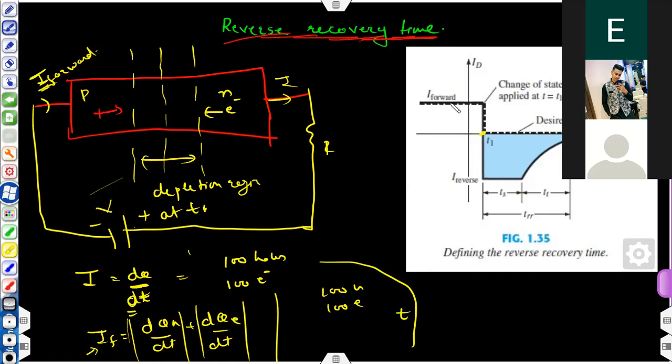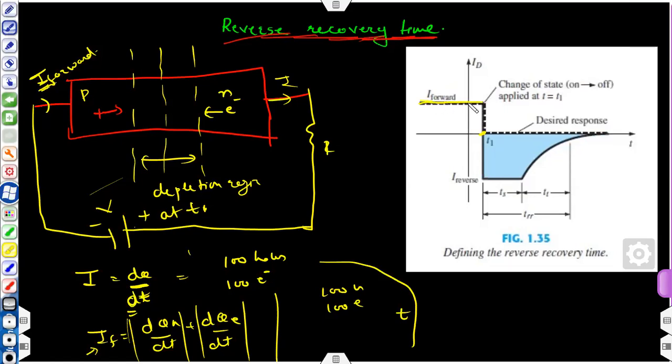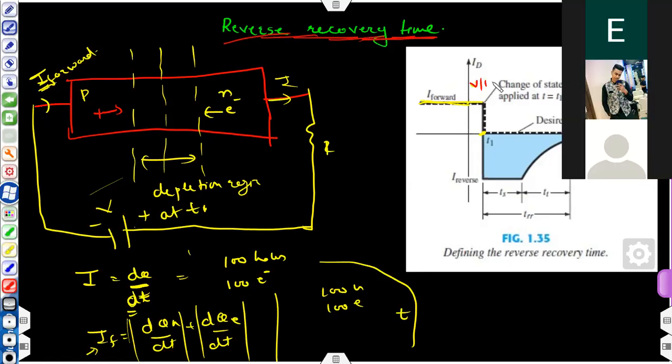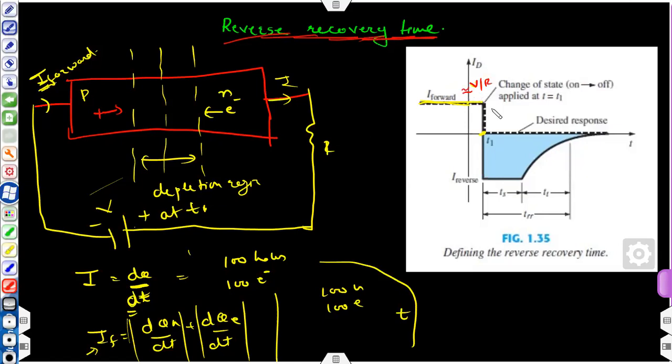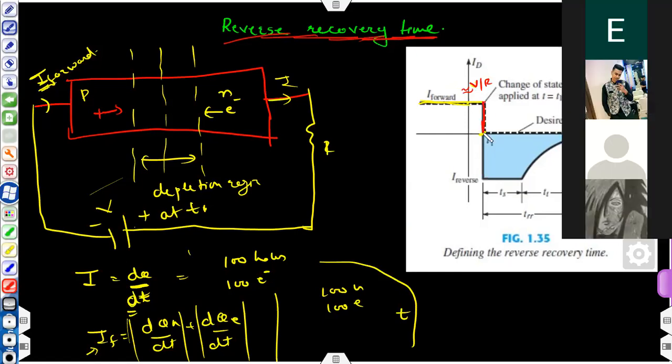This was the forward bias current, in yellow color. You can define this value as approximately V by R. And the moment you reverse the polarity of the external voltage, the current goes to zero, like this, and then it stays zero. But this is not the actual case.